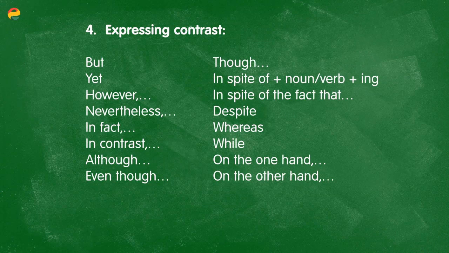Now, to express contrast, we can also use the following words and expressions to show that things are different. For example, I can say: but, yet, however, nevertheless, in fact, although, even though, simply though, in spite of, followed by a noun or a gerund, in spite of the fact that, despite, whereas, while, and on one hand and on the other hand. But there are a few things that I want to bring your attention to with these phrases.